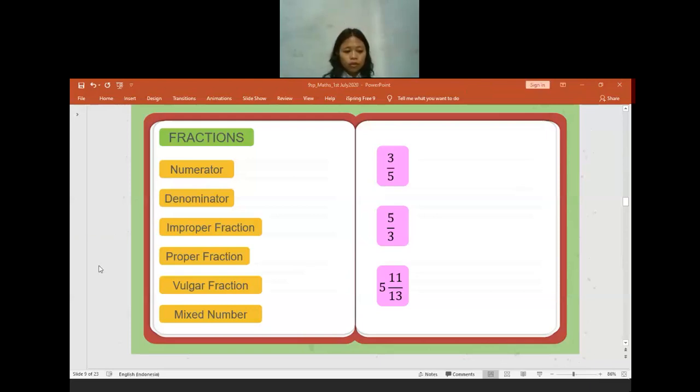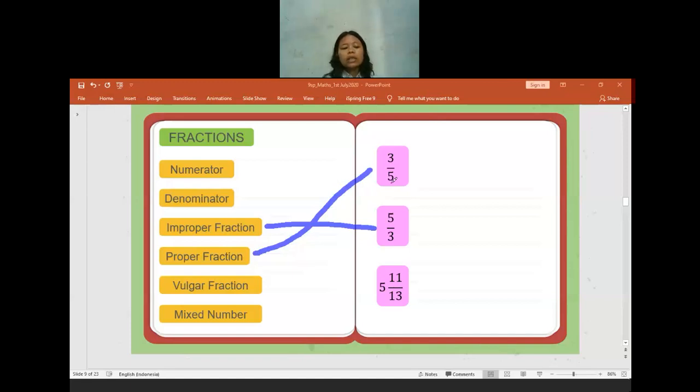5 by 3. Yes, we can call it an improper fraction. An improper fraction is a fraction where the numerator is bigger than the denominator. 5 is bigger than 3, so we call it an improper fraction. Now, what is a proper fraction? Which one is the proper? 3 by 5. Yes, 3 by 5. It is a proper fraction because the numerator is smaller than the denominator.